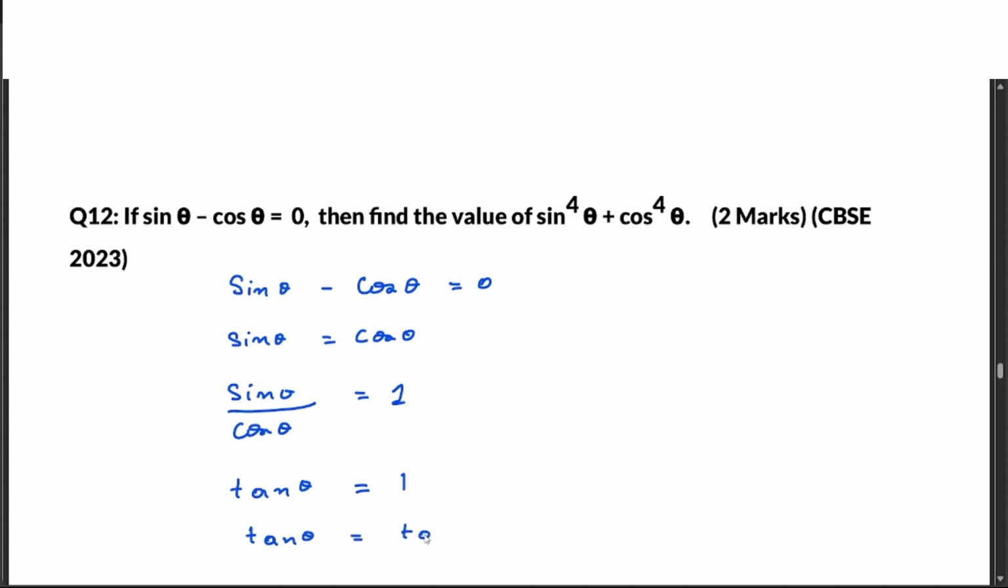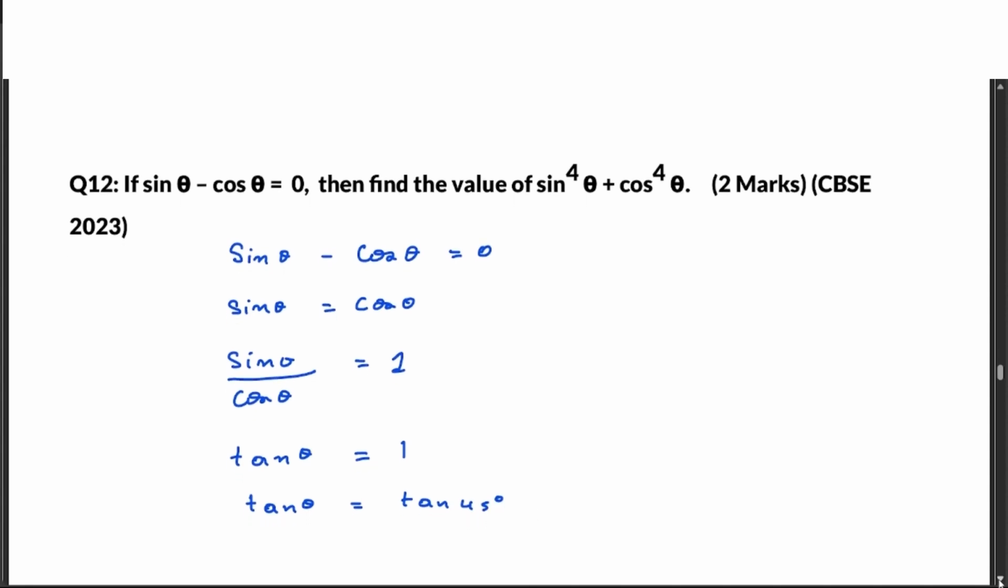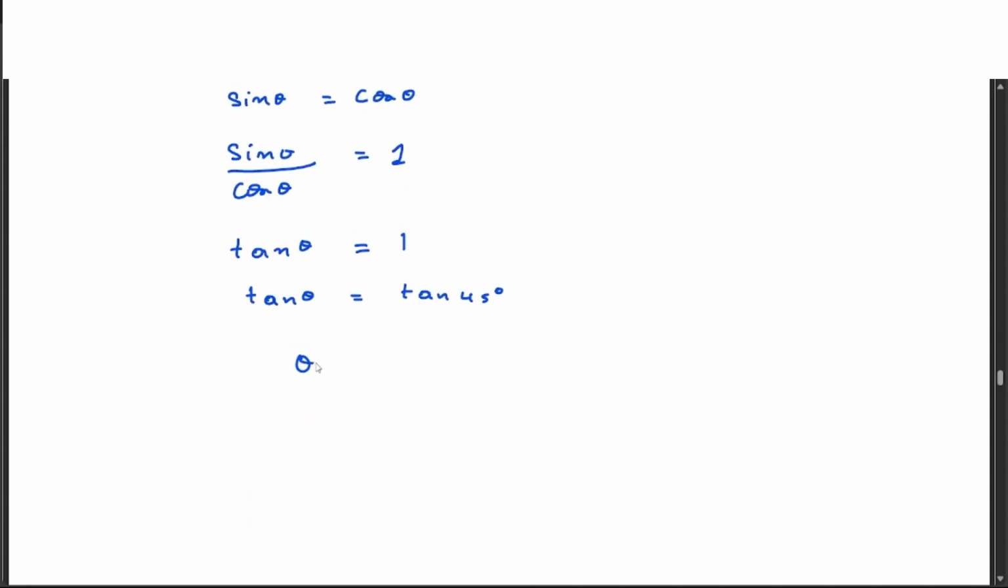So we can say tan 45 degree, which means here we will get theta is equal to how much? 45 degree. Now the question is saying, hey, now you have to find the value of what? Sine to power 4 theta plus cos to power 4 theta.